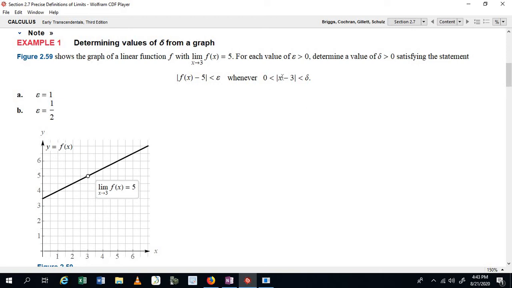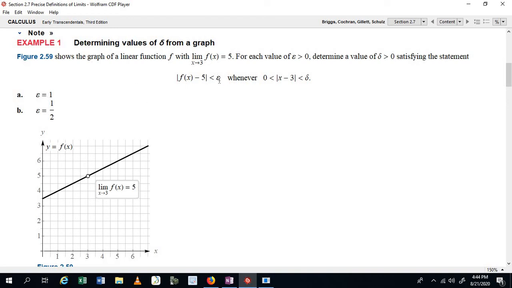Okay, so here's what we're going to do. Let's just play with this. I've got to do this for any epsilon greater than 0. So let's just pick some epsilon greater than 0, and we have to find a corresponding delta which would satisfy this statement. So let's pick epsilon to be greater than 0. Now, we're going to try to find a delta that's greater than 0 that satisfies this statement. Let's see if we can't find it.